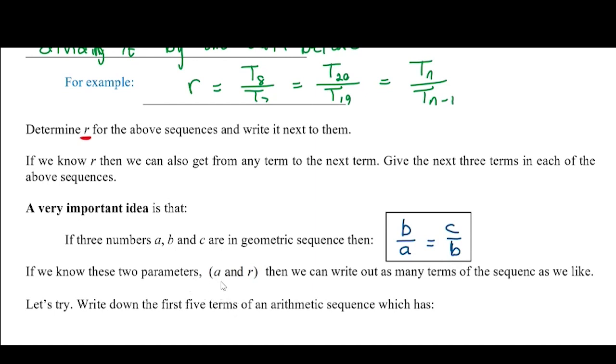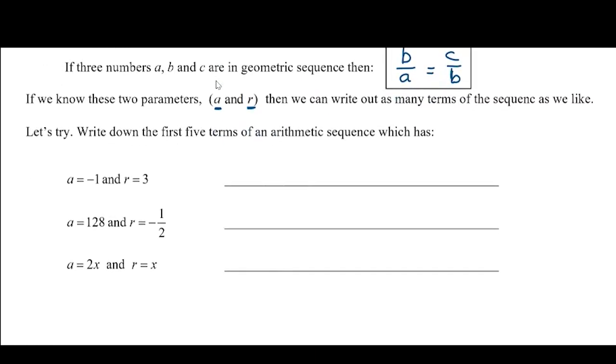If we know the two parameters A and R, then we are done. We can write down as many terms of any sequence as we like. Let's have a go. So let's write down the first 5 terms of these sequences. This one starts with -1, and then we're going to multiply by 3, so we'll get -3. Then we're going to multiply by 3 again, we'll get -9. Then by 3 again, we'll get -27. And then by 3 one more time to get -81. That's the first 5 terms of a sequence with those parameters.